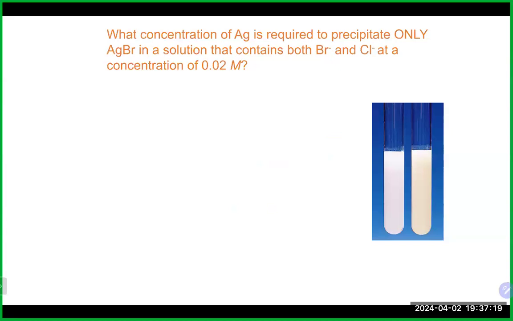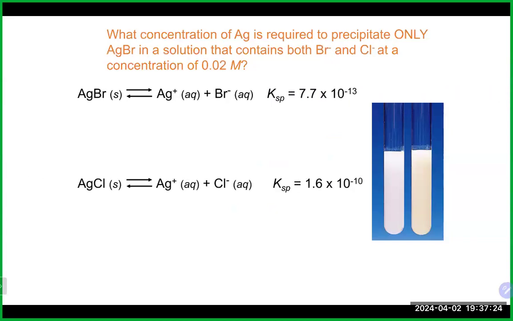Let's talk about another aspect of KSP, which is very helpful and really what you're doing, for example, when you do those qualitative analysis experiments. This is the idea of selective precipitation. We could actually use the KSP to our advantage to figure out, if we wanted to precipitate out an ion and keep perhaps another ion still floating around in the solution, what concentration of that precipitating reagent we would have to add to get a precipitate to form.